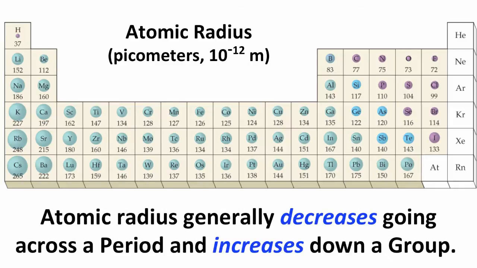And if you look at this listing of atomic radii, and these are done in units of picometers, which are 10 to the minus 12 meters, you might notice that as you go across a row of the periodic table, the atomic sizes get gradually smaller. And as you go down a column of the periodic table, or a group, the atomic sizes get gradually bigger. And these are general trends. Atomic radius generally decreases going across a period and generally increases going down a group.